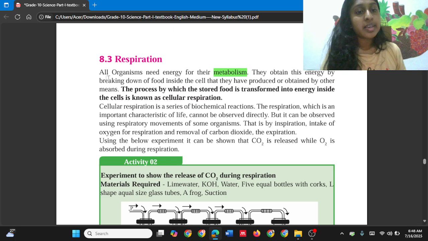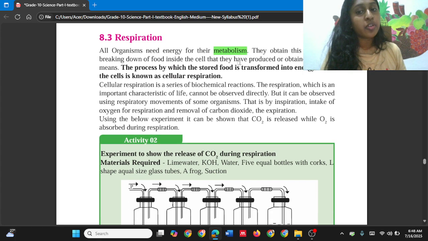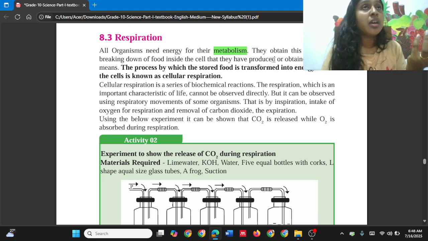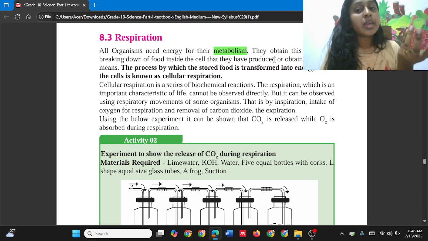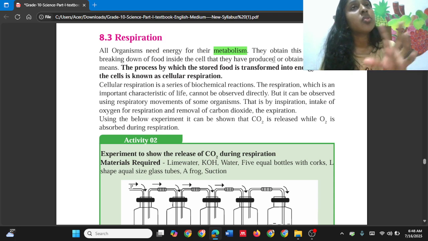They obtain this energy by breaking down food inside the cell that they have produced or obtained by other means. If they are autotrophic, they have produced it themselves. Plants also respire because they need energy in their cells; there are many metabolic activities, and they are growing, producing fruits and reproducing. So they also need energy, and they also have to do respiration.